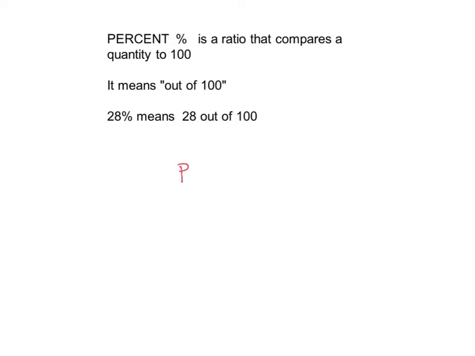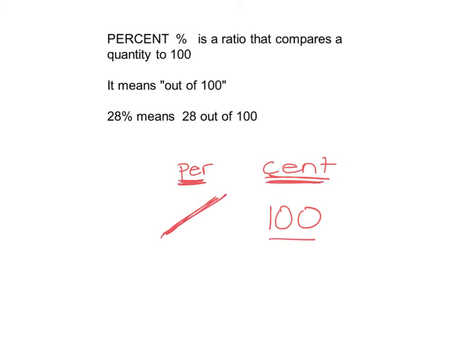So percent, if we spread it out, per is where we put our fraction by, right? Cent, root word, means what? We see cent in centimeters. We see cent in centurion when we studied about the Roman army. We see cent in cents. How many cents in a dollar? The root word cent means 100. So percent is a unit rate, which means out of 100, per cent.